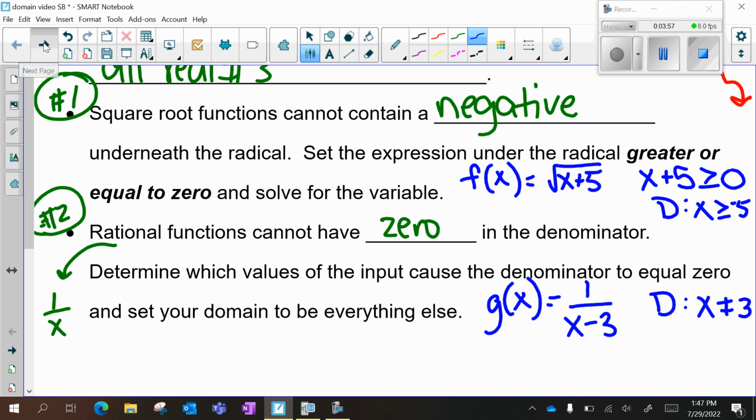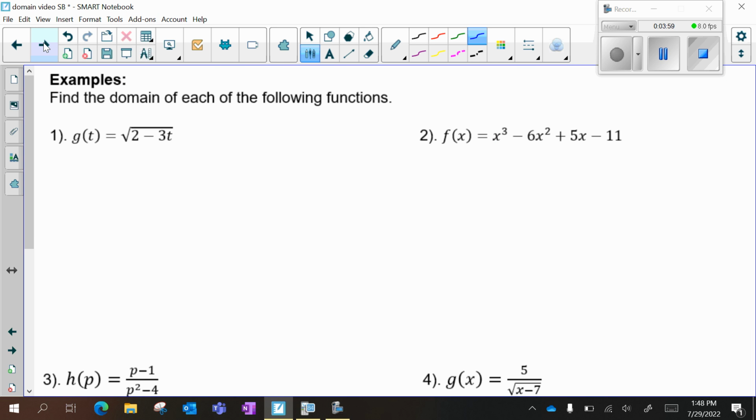So we're going to find the domain of each of the following functions. Number 1, g of t equals the square root of 2 minus 3t. Remember, underneath the radical can't be negative. So 2 minus 3t has to be greater than or equal to 0. So we're going to just solve here.